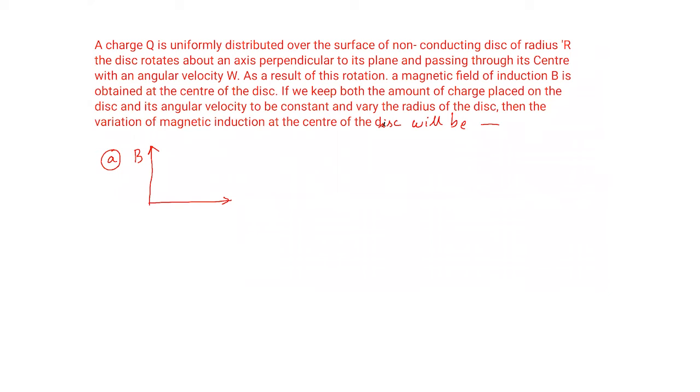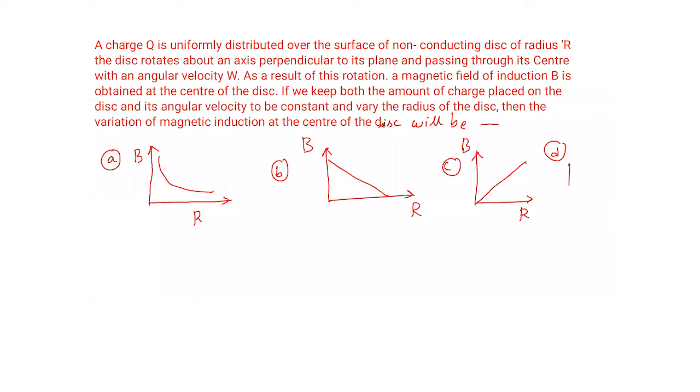Graphs. This is B, this is R. Option B. This is B, this is R. So C, this is B, this is R. This is B, this is R. Like this. Okay. Do that, children. Do that.